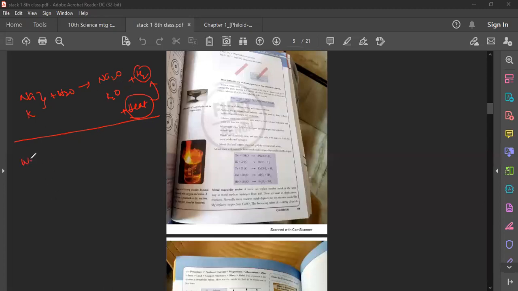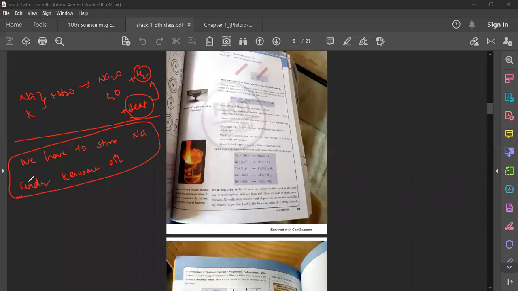You have to store sodium under kerosene oil. To prevent contact between the sodium and the water or oxygen, we have to store the sodium under the kerosene oil. It's a very important point. They will ask in the exam, why do we store sodium under kerosene oil?